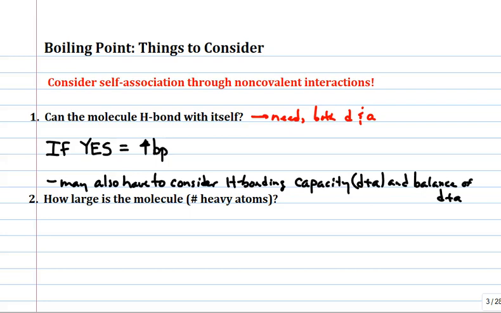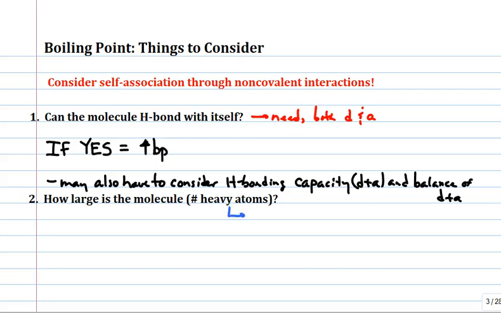All right, so what about this size issue? Well, the ability of molecules to self-associate can certainly happen through dispersion forces, and we know dispersion forces is a surface area phenomenon. And so the larger the molecule, and more specifically the larger the surface area that can exist between molecules when they associate, we will tend to have more dispersion forces. So a good way to think about this is, how large is the molecule? That is, how many heavy atoms does it have?